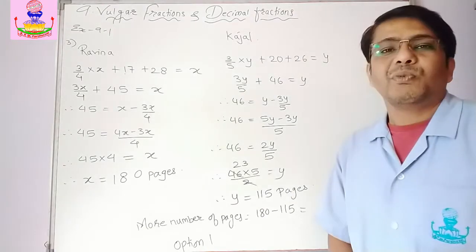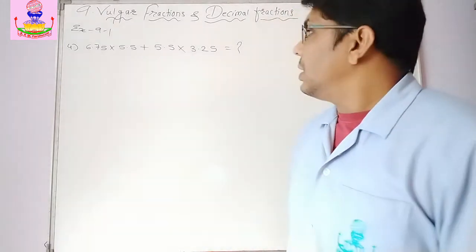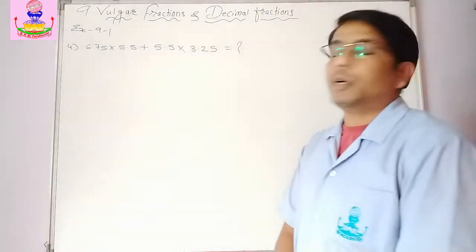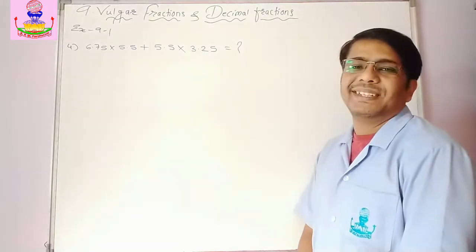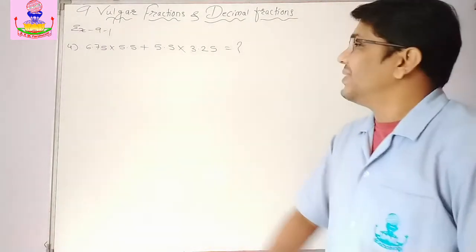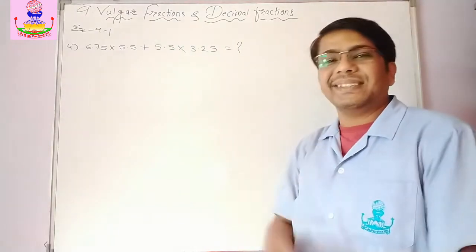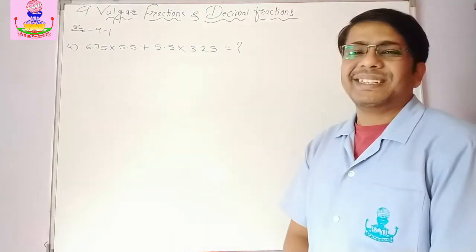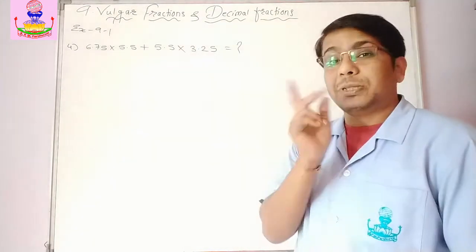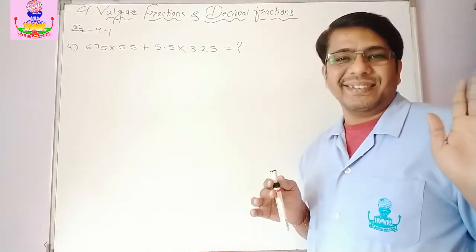So let's move to the fourth example. Now see the fourth example, 6.75 into 5.5 plus 5.5 into 3.25 is equal to how much? So what will you do? You will multiply this, then multiply this, then add and get the answer. Don't do that. See the example carefully. Something is common. And which property? I am going to tell that property. Name that, you guess it.